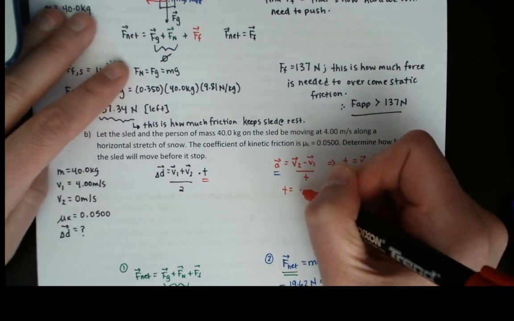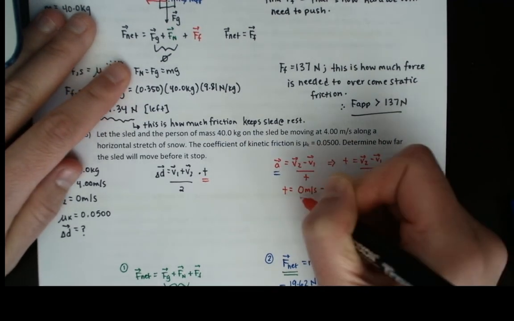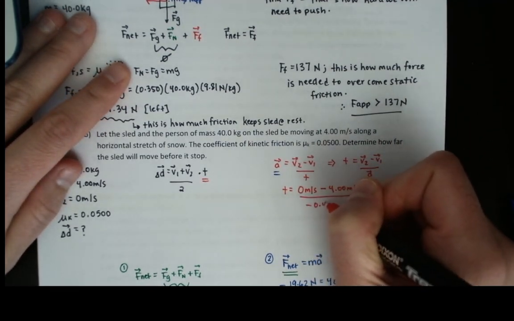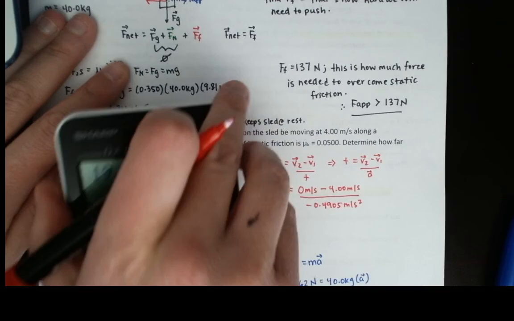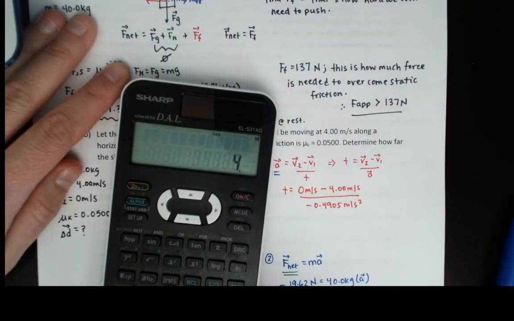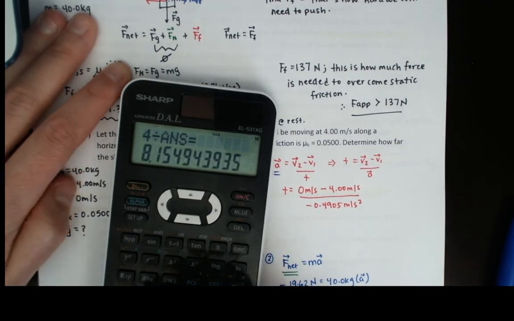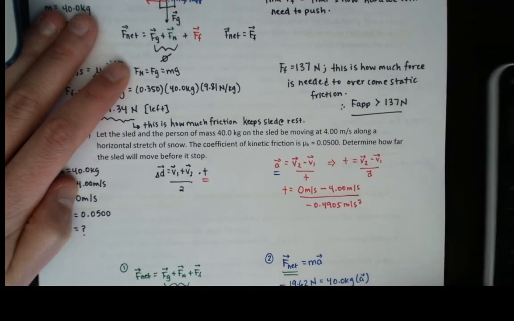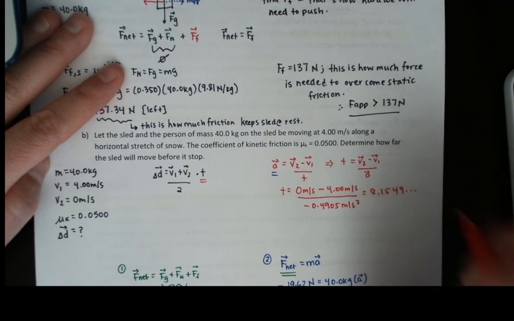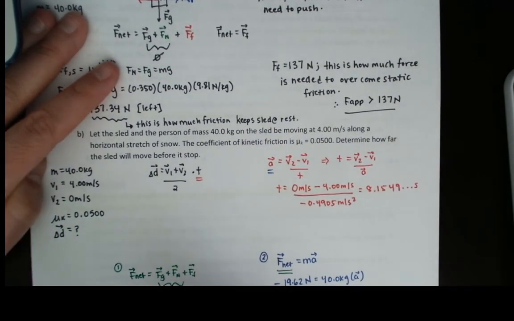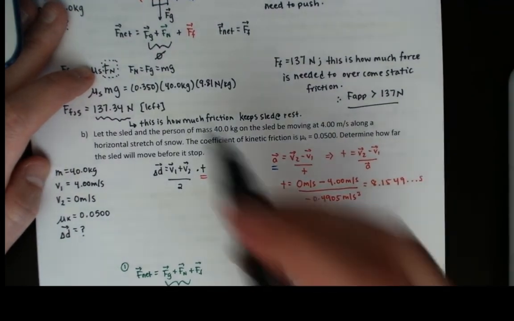So t equals v2, which is 0, take away 4, divided by acceleration, which is negative 0.4905. Well, this is good. We have a negative divided by a negative. That's going to give us a positive time, okay? So 4 divided by that 0.4905 gives us 8.1549 blah, blah, blah seconds. Let's keep a few decimals: 8.1549 seconds. Now that we have time, we can finally go back to the very beginning.